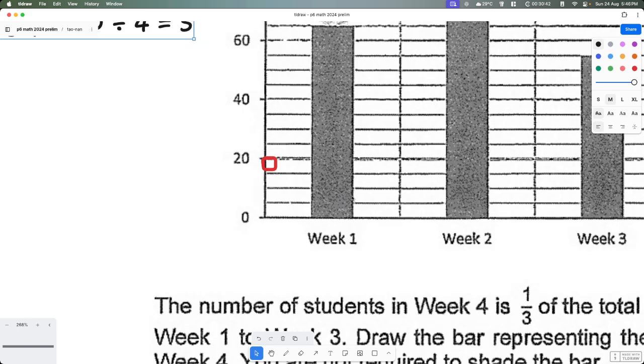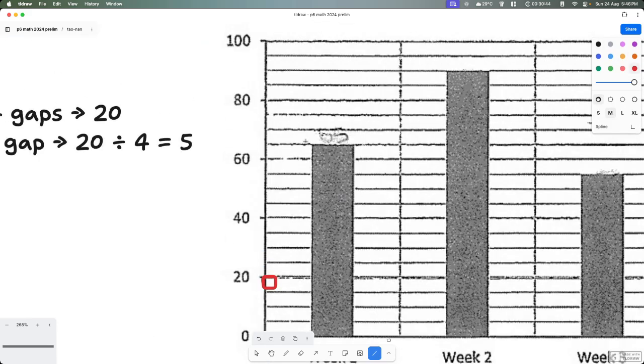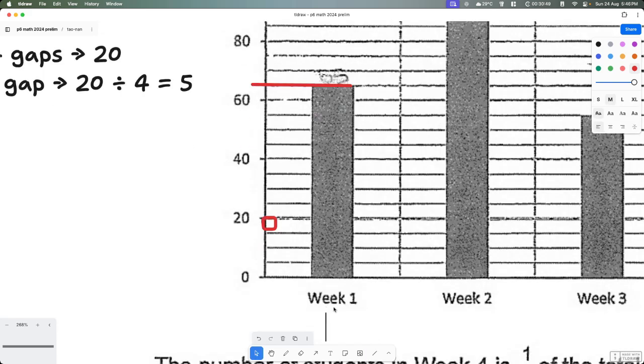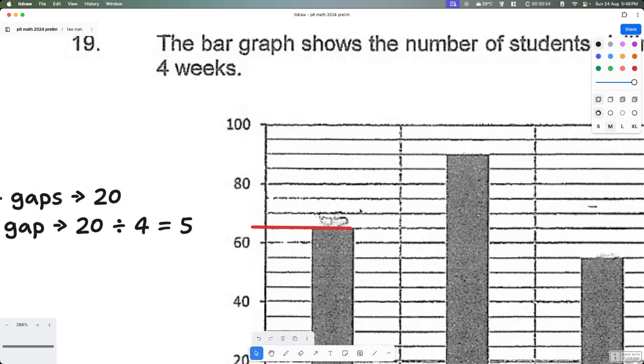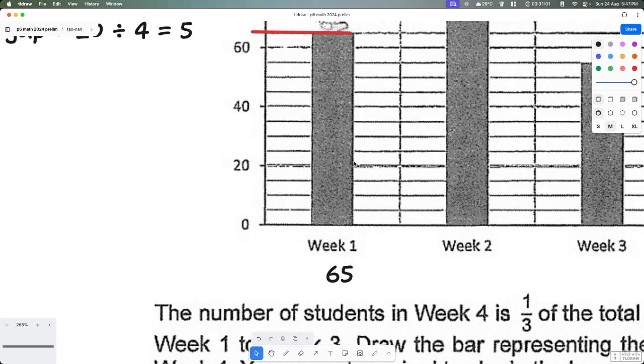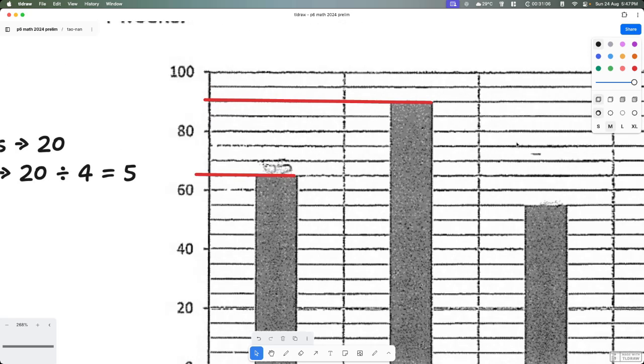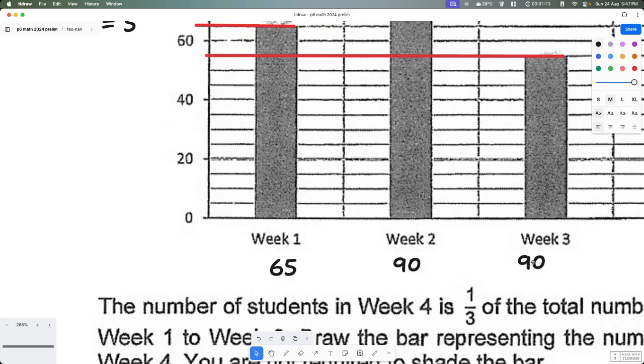So for week 1, we'll just use a red line to see what it is. So this will be 65. Okay, so week 1 is 65. Week 2, this one will then be 85 and 90. So this one will be 90. Week 3, let's draw across it here. Below 60 by 1 gap, this should be 55. Okay, so now we know all of the numbers.